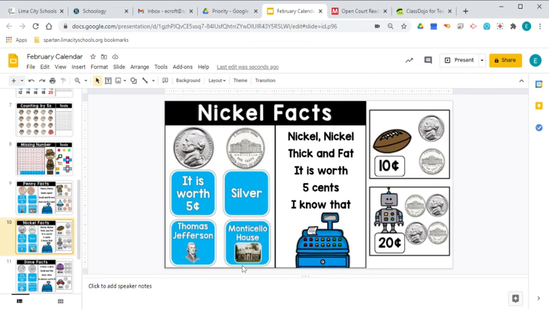And on the back of the nickel is a place called Monticello House. And Monticello or Monticello, I've heard it said different ways, is the house of Thomas Jefferson. So that's his house right there that's on the back of the nickel. All right, nickel, nickel, thick and fat. It is worth 5 cents. I know that. Now, it is thicker than what the penny is. If you looked at it and you turned it on its side, you would see that it's thicker.